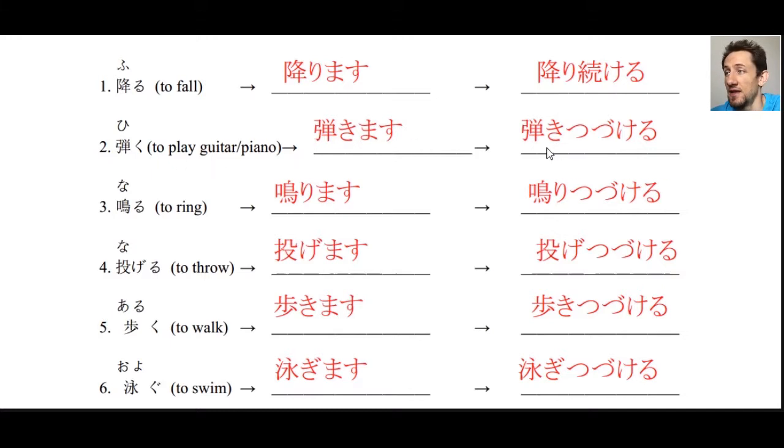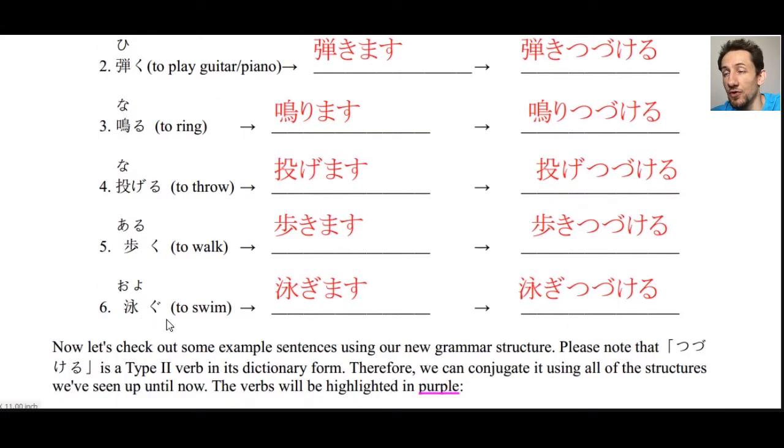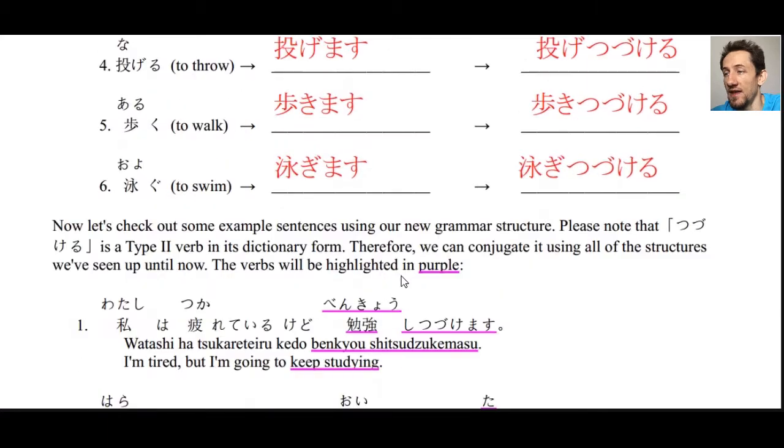Number 2, hiku, to play a piano or to play a guitar. We get hikimasu and hikitsuzukeru. Number 3, naru, narimasu, naritsuzukeru. Number 4, nageru, nagemasu, nagetsuzukeru. Number 5, aruku, arukimasu, arukitsuzukeru, to keep walking. And the last one, oyogu, oyogimasu, oyogitsuzukeru, to keep swimming. And that's it. Very easy. Just drop mas and add tsuzukeru to the verb, and that's it.